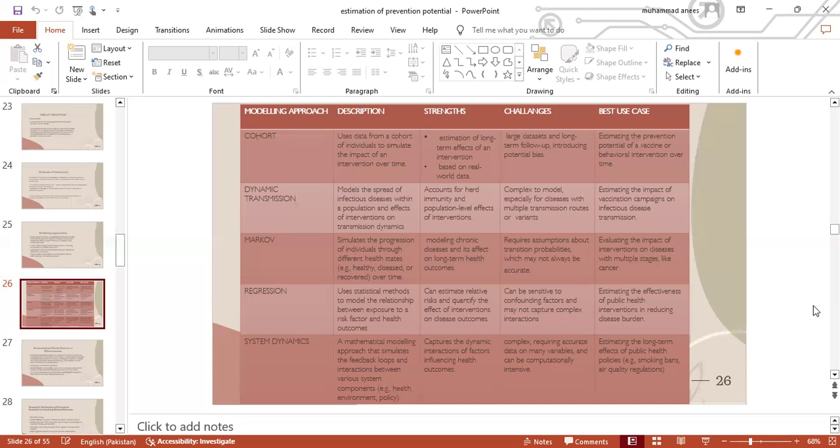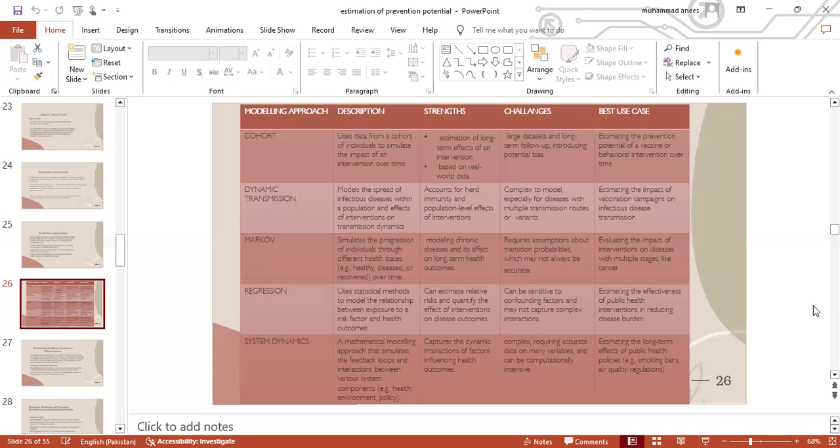Moving on to dynamic transmission models, which model the spread of infectious diseases within a population and the effects of intervention on transmission dynamics. The strengths are that it accounts for herd immunity and population-level effects of interventions. Challenges are that it is complex to model, especially for diseases with multiple transmission routes or evolving variants. It can be best used for estimating the impact of vaccination campaigns on infectious disease transmission.